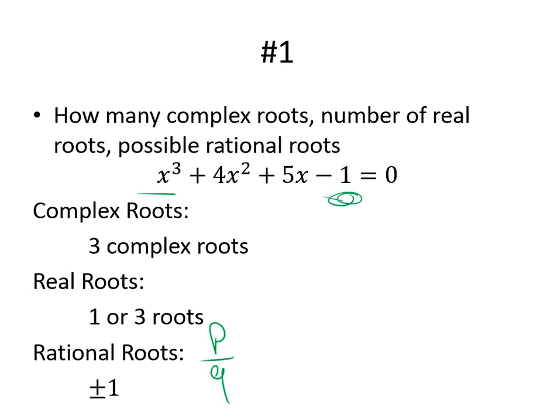So what you would do from here is, again, use synthetic or long division. Plug in 1 and see if it comes up as a factor or not. But again, here, for complex roots, the total number is whatever the degree is. Your real roots have to be an odd number. Or it doesn't have to be an odd number, but you can't have an odd number of non-real roots. And your rational roots are p over q.